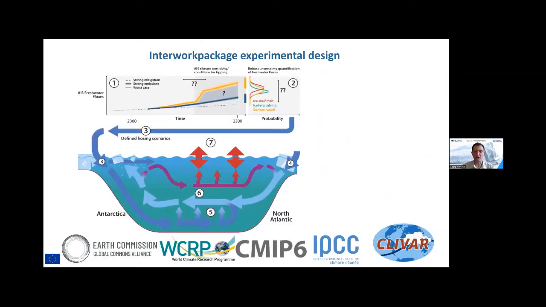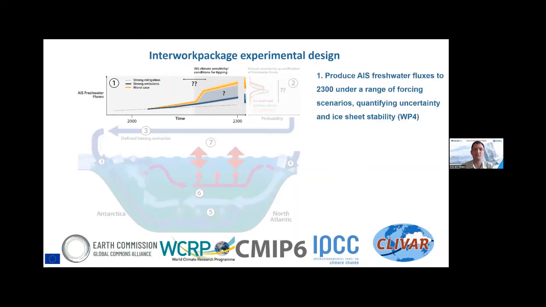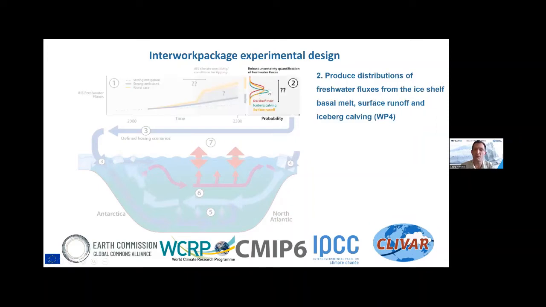I guess it's sort of obvious from what I've been saying, but we'll be producing these Antarctic ice sheet freshwater fluxes out to 2300 under these different forcing scenarios with associated uncertainty bounds. Using that to partition the fluxes into its main components, which is the ice sheet basal melt, surface runoff, and iceberg calving, and understanding the probability distributions of these fluxes for upper and lower bounds.